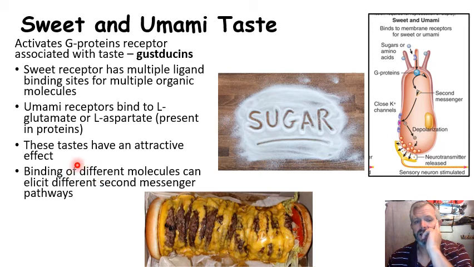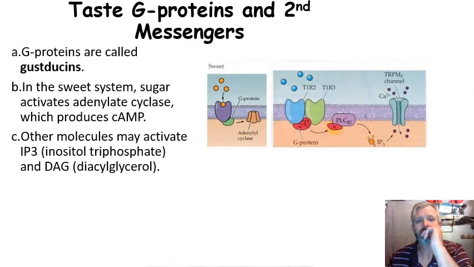We'll find that binding of different molecules can elicit different pathways in these gustducins. All right, remember we can go to adenylate cyclase, IP3, those signalings through our G proteins. And that's what's happening here, like sweet. There are molecules that will elicit activation of adenylate cyclase, whereas some molecules may activate that IP3 pathway or calcium channel pathway. Okay, depending on the molecule that's binding can determine what the response may be in the cell.